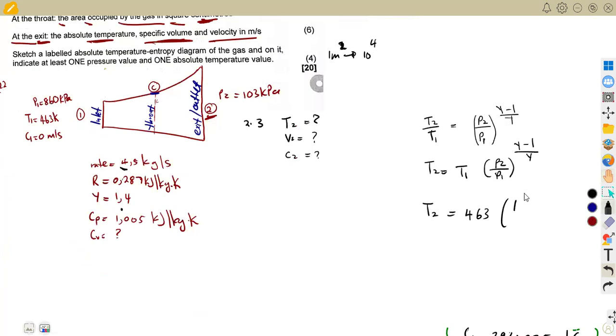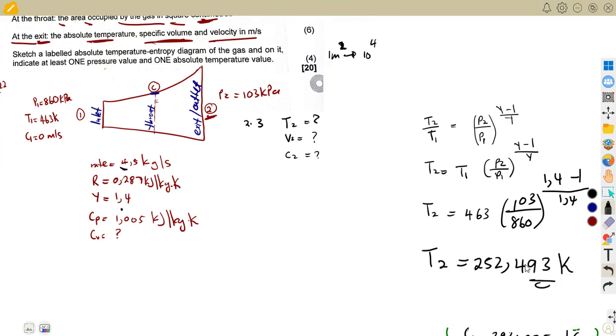So this is 103 over P1. We are given here 860, to the exponent of gamma. Our gamma in this case is 1.4. So that's 1.4 minus 1 over 1.4. So this is going to give us the value of T2, which is 252.4929 and so on. So it's going to be 493 Kelvin. So that is our temperature there.